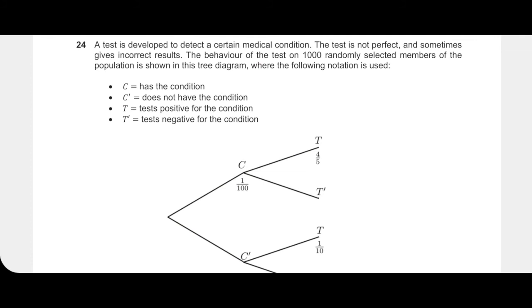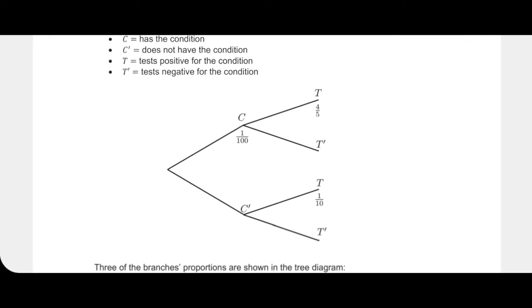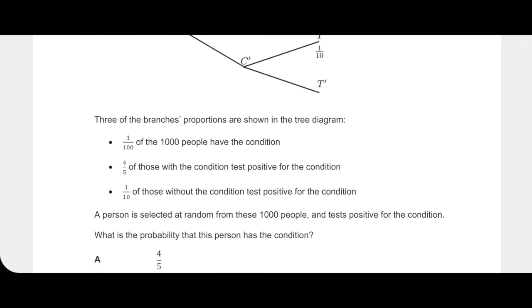Question number 24. A test is developed to detect a certain medical condition. This test is not perfect and sometimes gives incorrect results. The behavior of the test on 1,000 randomly selected members of the population is shown in this tree diagram, where the following notation is used. And there's the notation, and there's the diagram. 3 of the branches proportions are shown in the tree diagram. 1 over 100 of 1,000 people have the condition. 4/5 of those with the condition have tested positive. 1/10 of those without the condition tested positive for the condition. A person is selected at random from these 1,000 people and tests positive for the condition. What's the probability that this person has the condition?